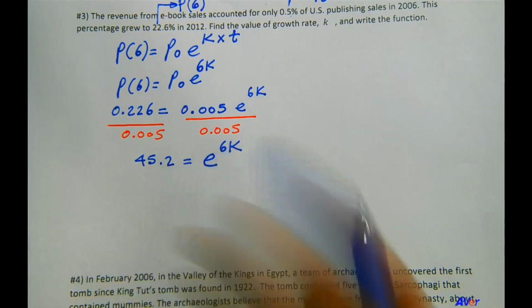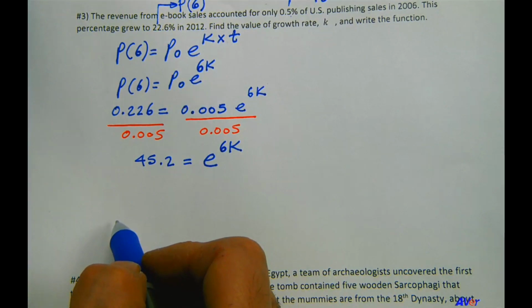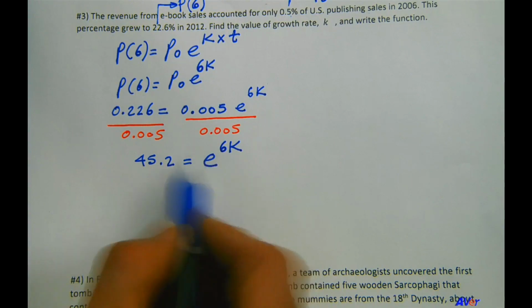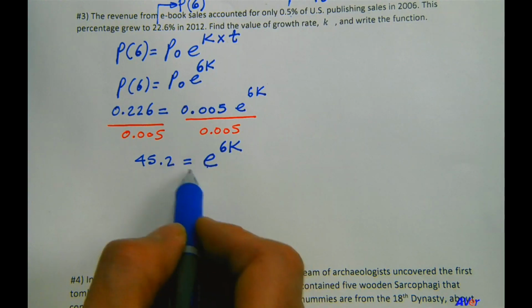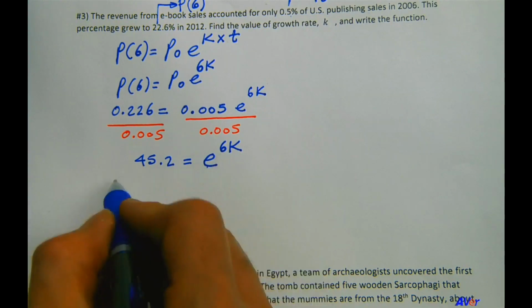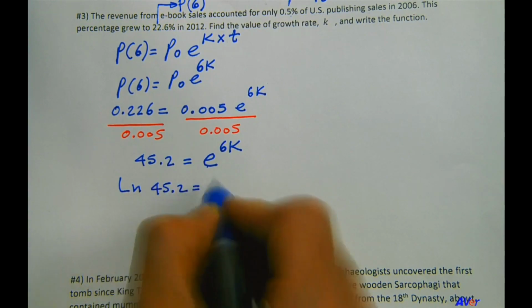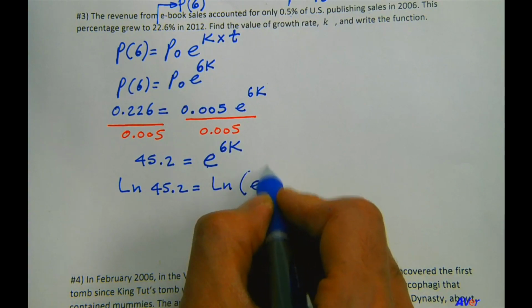So would you use log of both sides or natural log? If you said natural log, that's absolutely correct. It's not incorrect to use log. You can take the log of both sides. But taking the natural log of both sides, because this base is e, makes the solution easier. That's all. So natural log of 45.2 is equal to natural log of e to the 6k power.